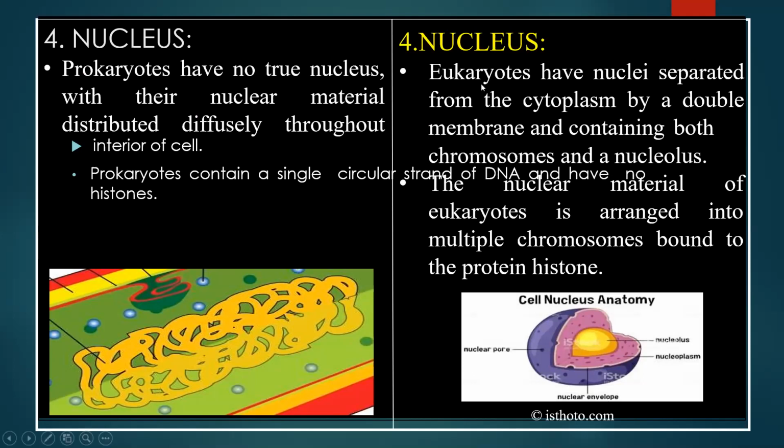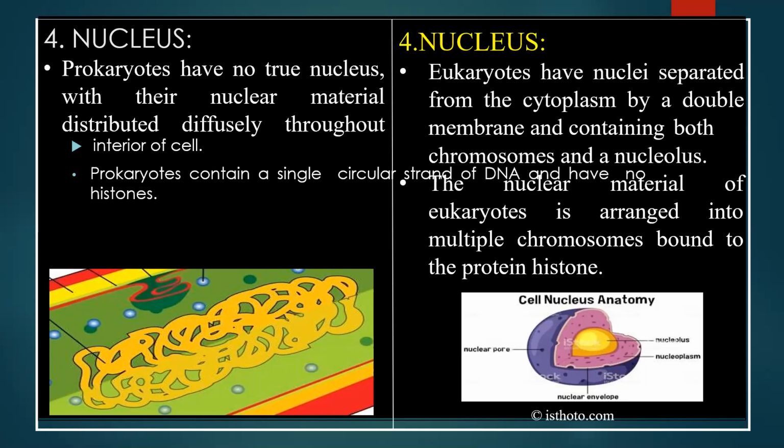Now, nucleus. Eukaryotes have a nucleus separated from the cytoplasm by a double layer, and it contains chromosomes and a nucleolus. Its structure is specific, separate from the cytoplasm, with no interference. The nuclear material of eukaryotes is arranged into multiple chromosomes, and this number of chromosomes also differs. In eukaryotes we include simple forms like fungi, and humans are also known as eukaryotic cells. Both have different types of nucleus, and somehow the nucleus is used to understand which group an organism, animal or any living being belongs to.